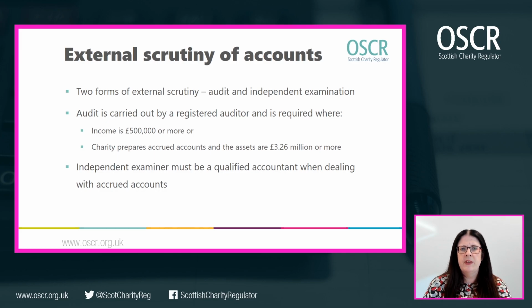There is no exception from this. Even if your charity only breaches the income threshold just for 1 year, there's no exception. You have to still have an audit on your accounts. If the income of the charity is lower than £500,000, then the charity would be eligible to have independent examination on its accounts. Independent examination on a set of accrued accounts has to be carried out by a qualified accountant because they will have the necessary skills, knowledge and experience to properly understand the requirements for accrued accounts and therefore to judge whether your charity has fulfilled those requirements or not.